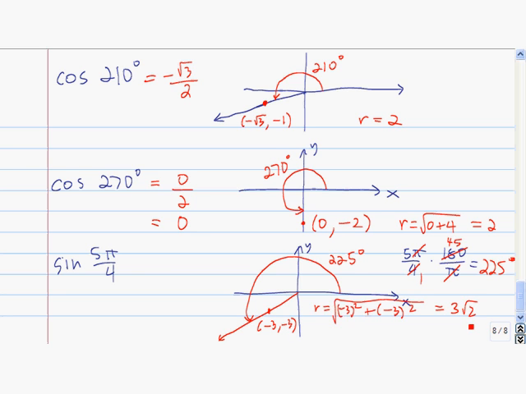Then we have to find r, using the fact that r is equal to the square root of x squared plus y squared. We find that r is equal to 3 square root of 2. Now sine of 5 pi over 4 radians is equal to the y-coordinate of this point divided by r. So it's equal to negative 1 divided by the square root of 2.